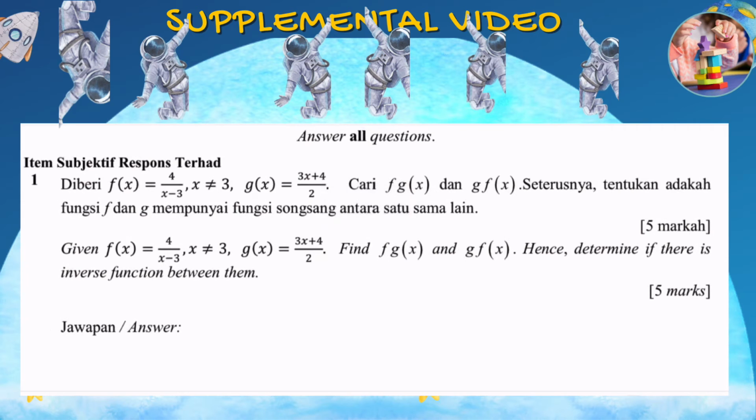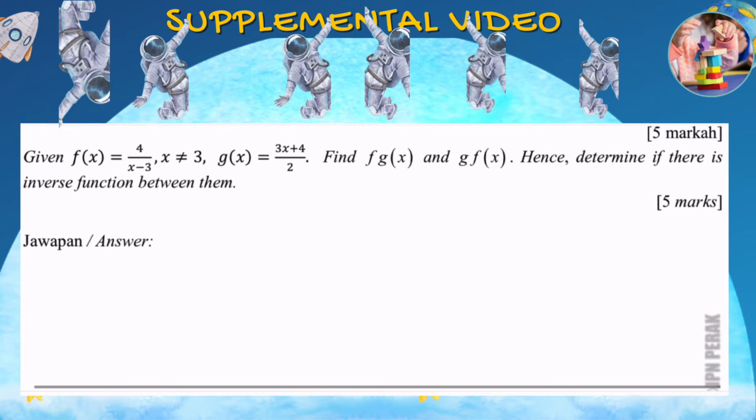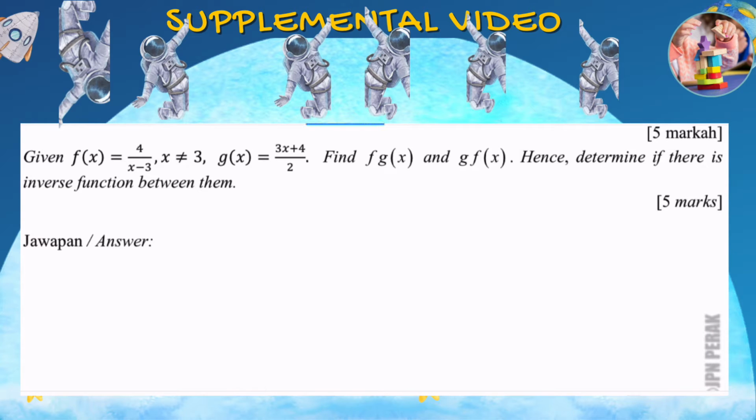Question number 1. Given f(x) equal to 4 over x minus 3, x not equal to 3, and g(x) is equal to (3x plus 4) over 2. Find f(g(x)) and g(f(x)). Hence, determine if there is an inverse function between them. So first of all, we highlight the function that we want to find. f(x) and g(x) were given. We are asked to find the composite function f(g(x)), right?